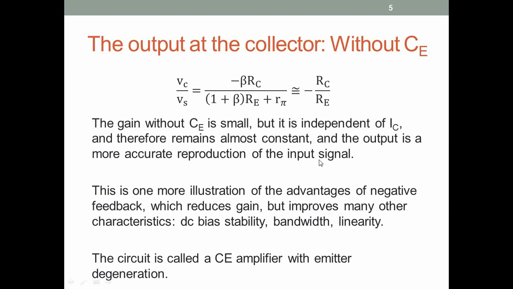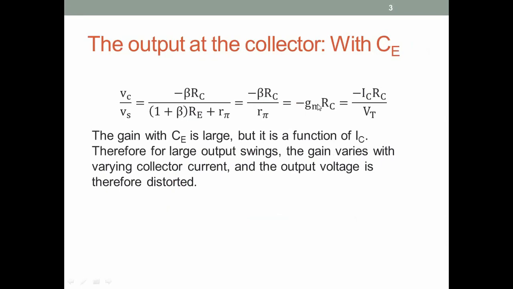So output linearity means that the output is an exact reproduction of the input, or Vo is directly proportional to Vs with a constant. So let's go back. Here IC is actually a function of Vs, because as Vs changes, IC changes. So this is a nonlinear function.